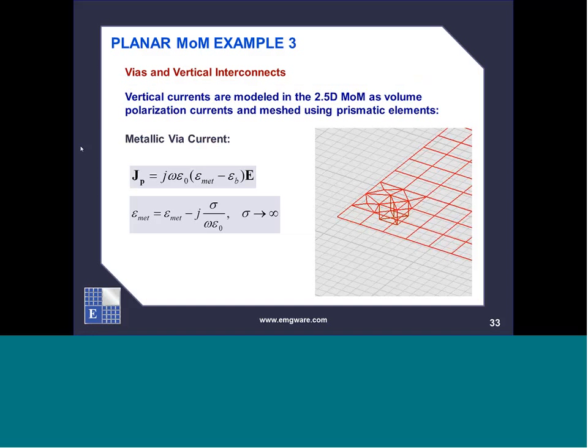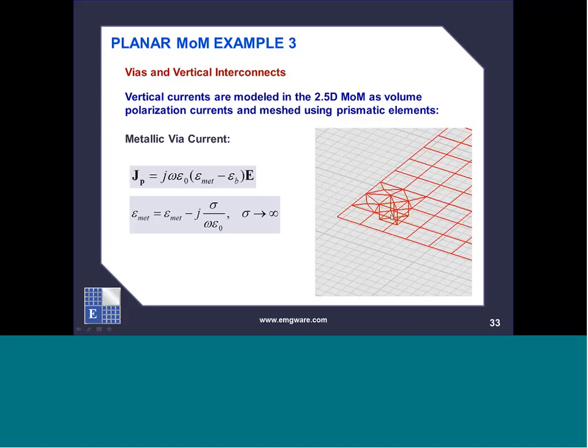Another topic of interest in planar method of moment simulation is dealing with vias and vertical interconnects, which you see a lot in electronic circuits, either as signal interconnects, or for thermal vias, or for DC lines, or different types of things, when you go from one layer of the substrate to another layer. So vias in the method of moments, at least in the 2.5D method of moments that we are using in EM.Cube, are modeled as vertical currents, as volume polarization currents, and they are meshed using prismatic elements. Here you can see that the top red is the metal that has been meshed, and the brown prism underneath is the via.